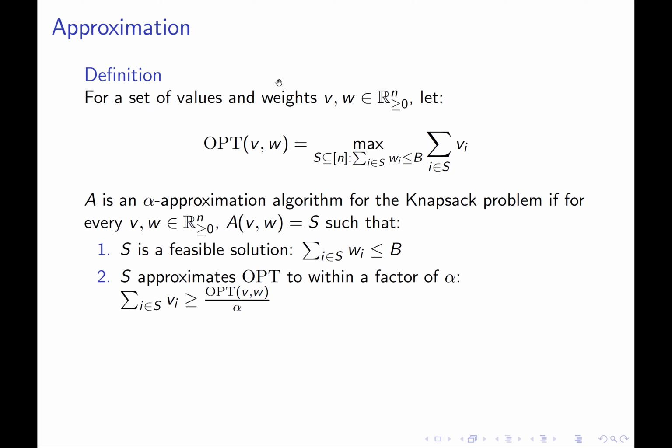And with our benchmark in hand, we can define what it means for an algorithm to be an approximation algorithm. We'll say that an algorithm A is an alpha approximation algorithm for the knapsack problem if for every instance of the problem, for every possible vector of values and for every possible vector of weights, when we run the algorithm A on this instance, we get a solution out that, number one, is feasible: it shouldn't violate our budget constraints.